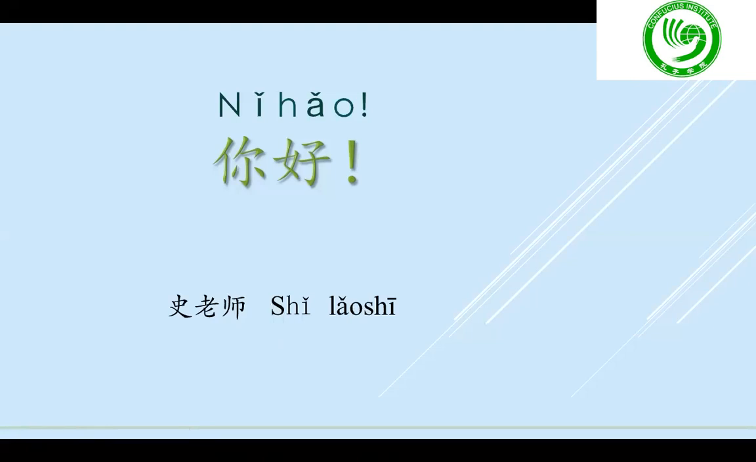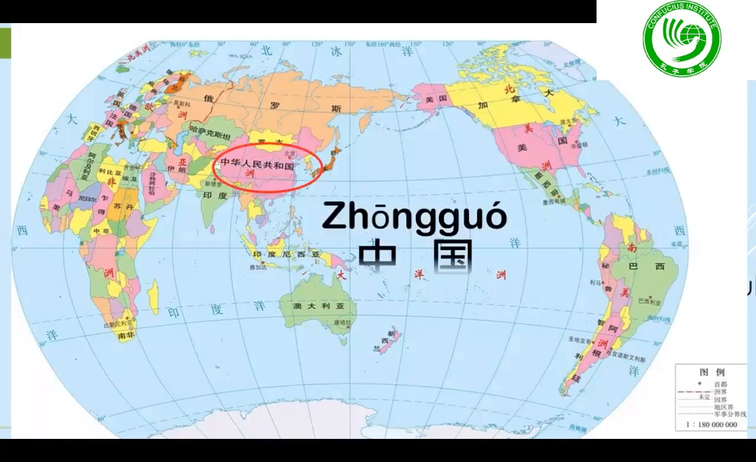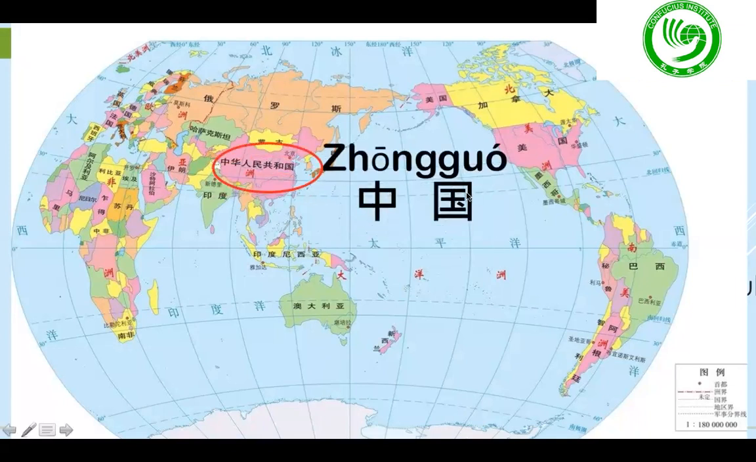What do you know about China? Look at this map of the world. Do you know where China is? Yes, it is here. China is a country in Asia. How to say China in Chinese? It is 中国, 中国.